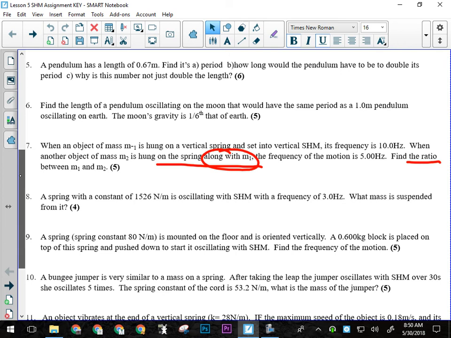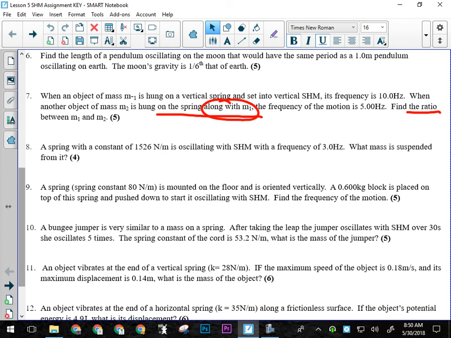Question number 8. We have a spring with a constant of 1,526 newtons per meter, oscillating with a frequency of 3 hertz. Notice that in most of these questions, I've given you frequency, not period. Remember, you do have to make that switch before you start doing much. What mass is suspended from it? So just a simple mass spring question.